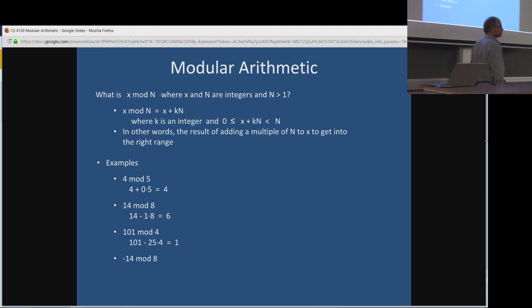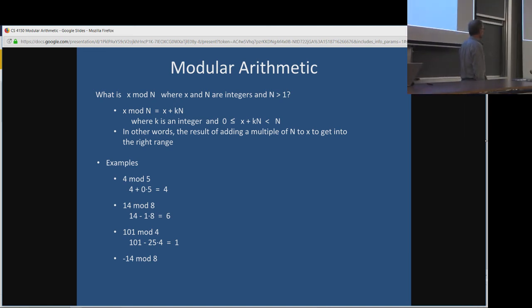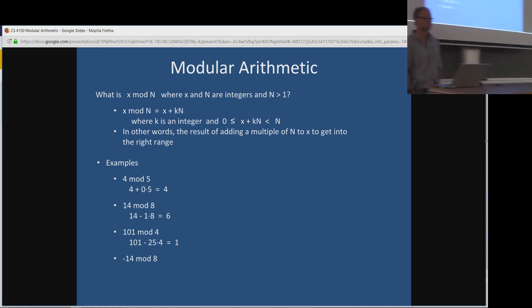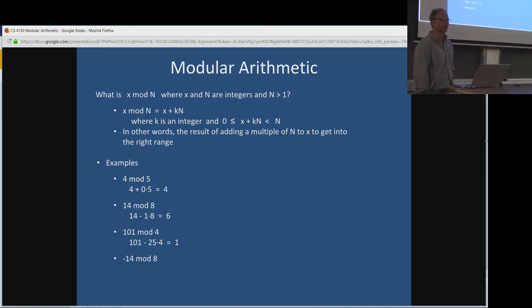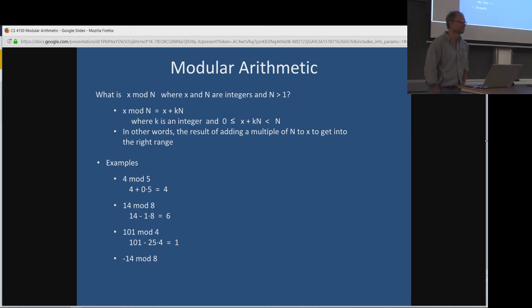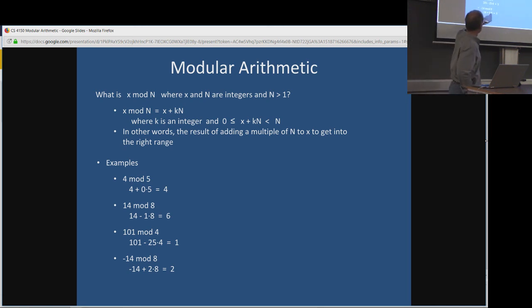Okay, so she's saying 2. 2 minus 2 times 8. Who thinks it's 2? It is. Who thinks it's something different? Okay, well, let's see. So we can write this as negative 14 plus 2 times 8 and get 2.